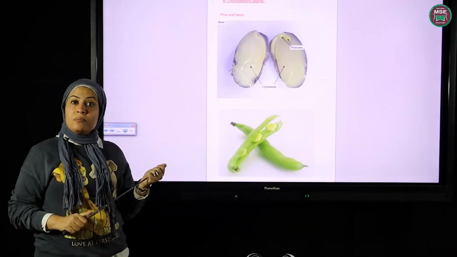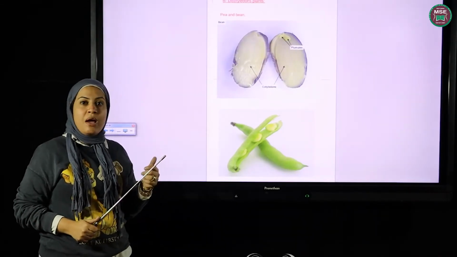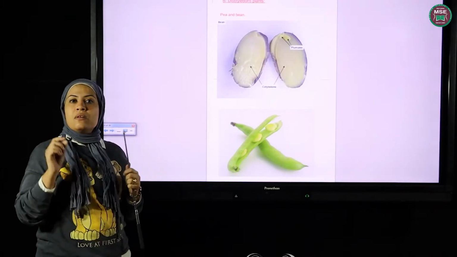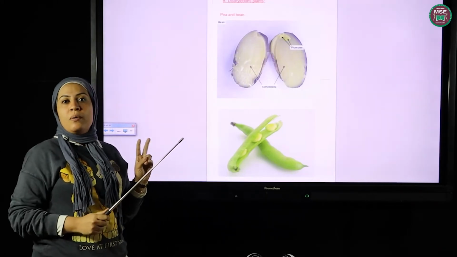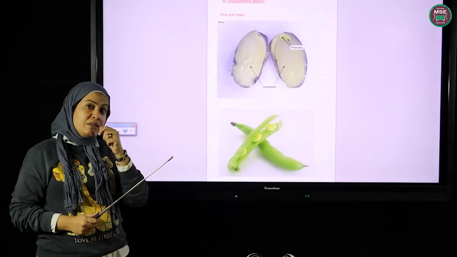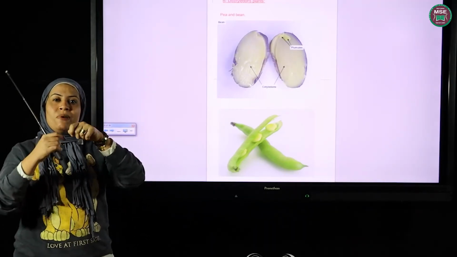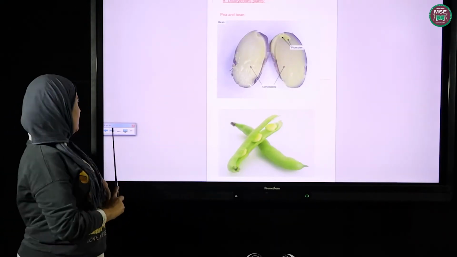So Gymnosperms, the seeds are formed inside cones and have no pericarp, like pine plants and cycas plant. Angiosperms have the seeds formed inside the fruit. Angiosperms are divided into two types of plants, monocotyledon and dicotyledon. Monocotyledon consists of only one seed. In dicotyledon, the seed is divided into two parts, like bean and pear, okay?